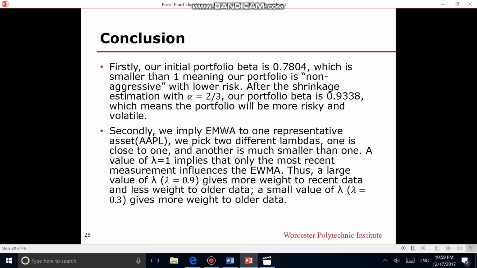Secondly, in the EWMA method, if we choose a lower lambda, we will have more past information and it will become more fluctuated. If we choose a larger lambda, the beta will be more stable.